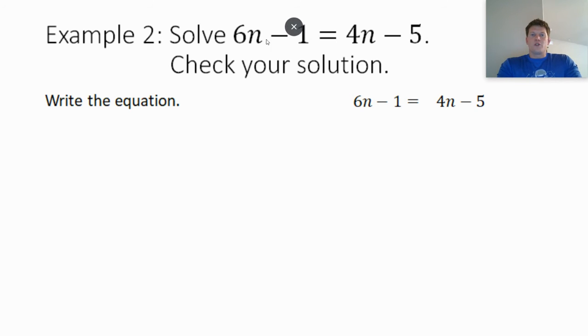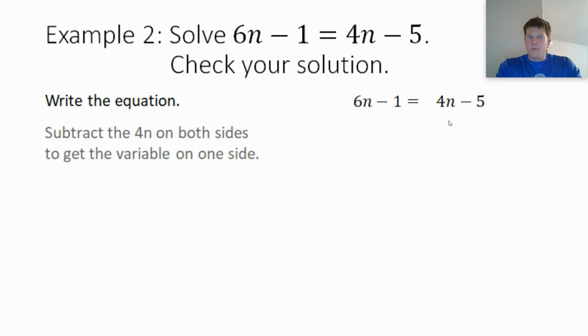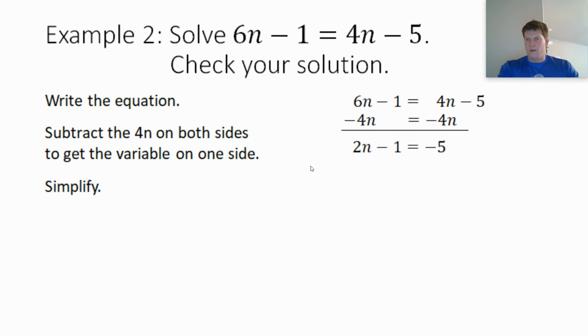So I'm looking for the smaller of the two coefficients. 4 is smaller again. So I'm going to move that 4n to the other side. I do so by working with the inverse. Since it's positive 4n, I'm going to get rid of it by subtracting 4n on both sides. 4n cancels over here. 6n minus 4n gets me 2n.